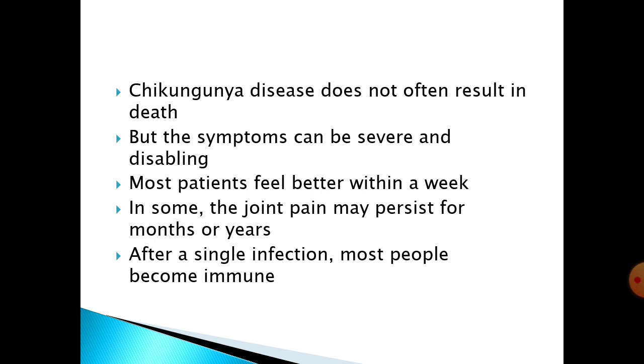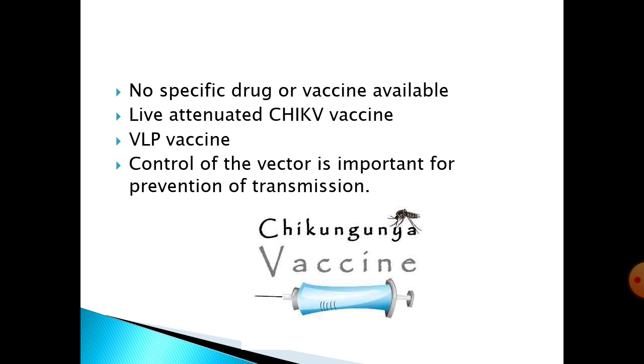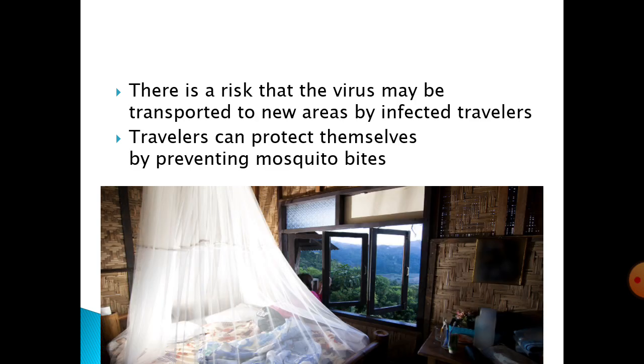After a single infection, most people become immune. There is no specific drug or vaccine available. A live attenuated chikungunya virus vaccine and a virus-like particle vaccine are under development. Control of the vector is important for prevention of transmission. There is a risk that the virus may be transported to new areas by infected travelers. So travelers can protect themselves by preventing mosquito bites.